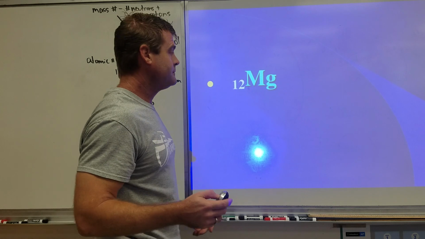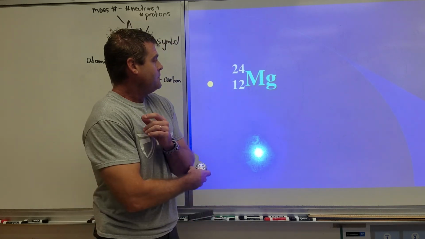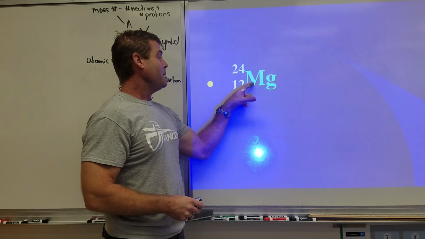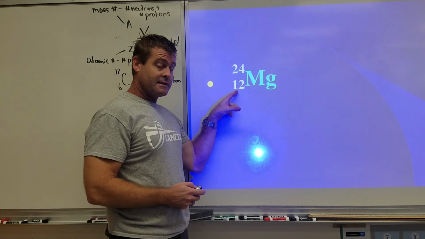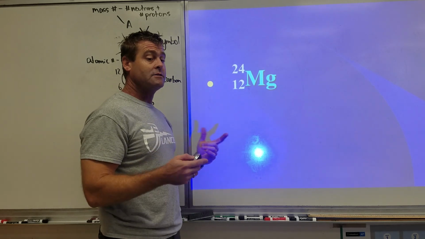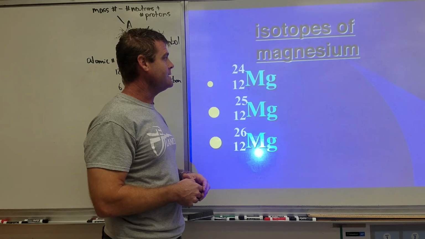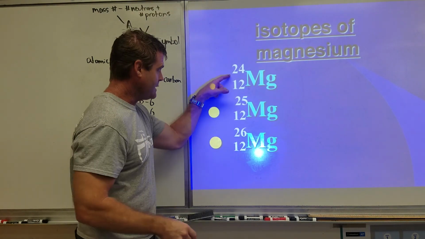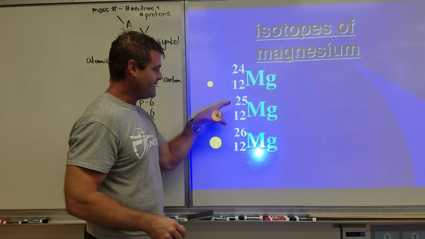Magnesium 12, and well, I'm sorry, we actually call it magnesium 24. What makes magnesium magnesium is the fact that it has atomic number 12. Remember, that's the number of protons. But as you might guess, there's different isotopes of magnesium. We also have what's called magnesium 25 and magnesium 26. Once again, what is it that makes all of these magnesium? The fact that it has 12 protons.